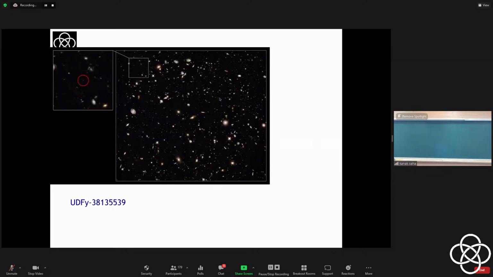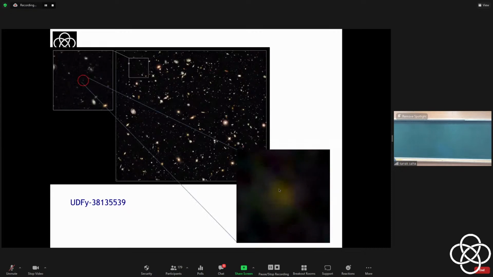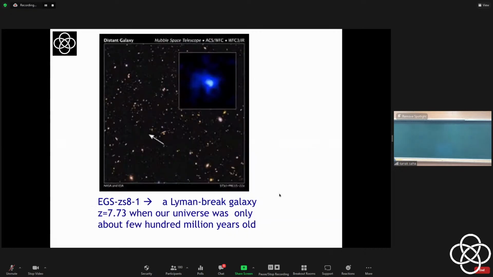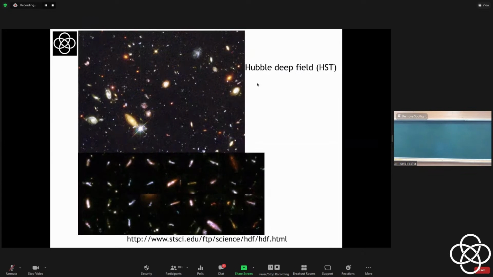There are various examples of these galaxies. For example, this is one patch of the deep field, and this is another deep field, and you see how the galaxies look. This is a redshift 7.7, which is a Lyman break galaxy. If I have time, I will try to explain what Lyman break galaxies are and how we detect them.